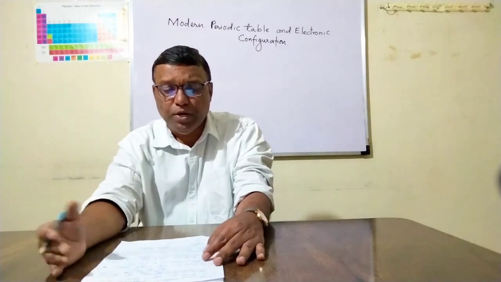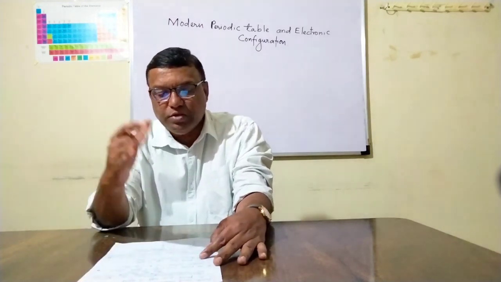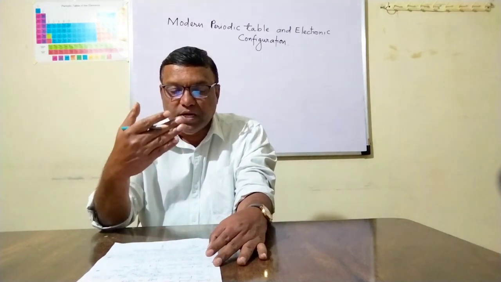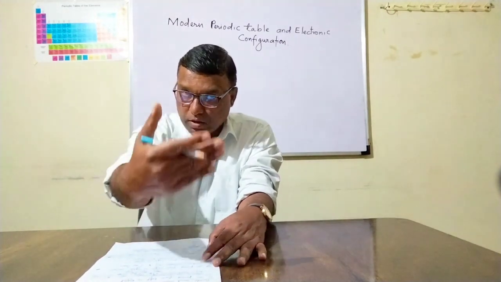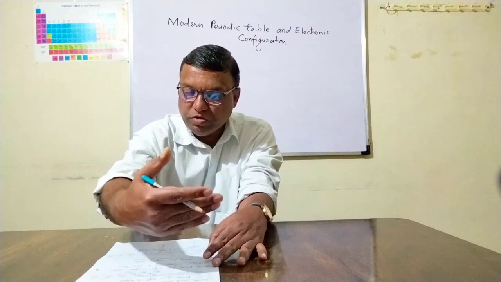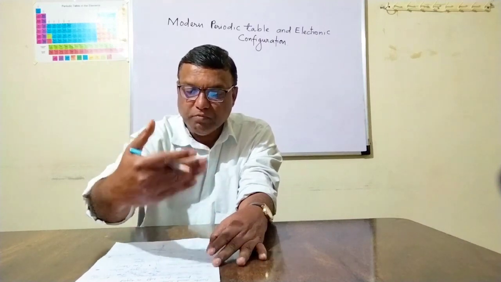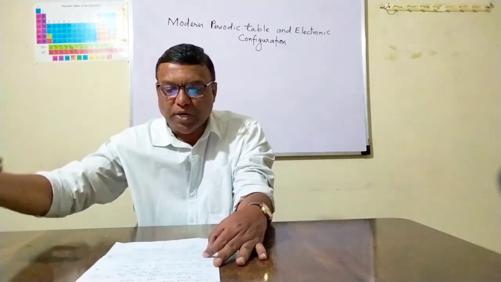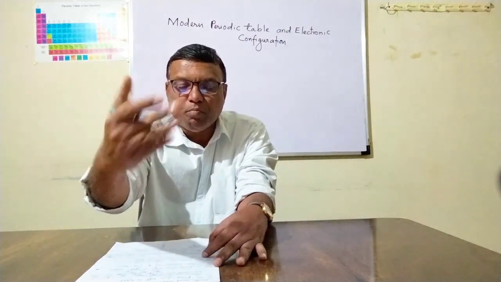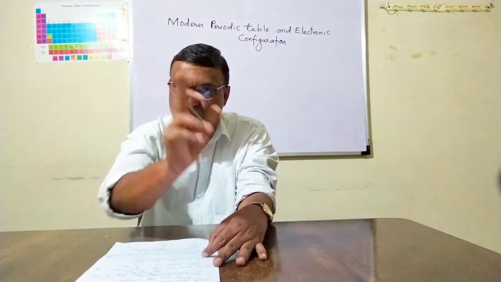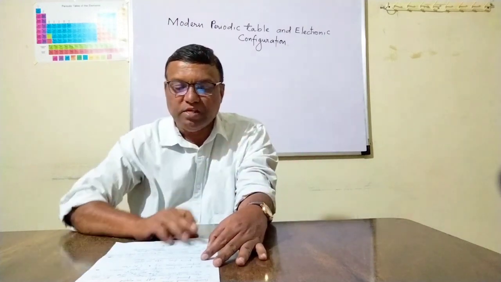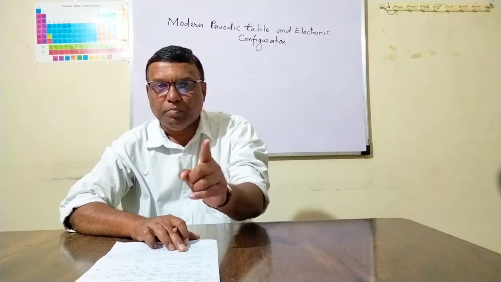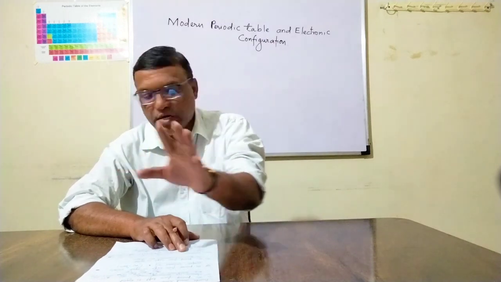Point number 4. Let us consider period number 3. Remember, we have discussed point number 3: in the period, as we travel from left to right, the number of shells, number of orbits remains the same. Let us check that. Let us take the example of period number 3 and confirm that the number of orbits does not change.